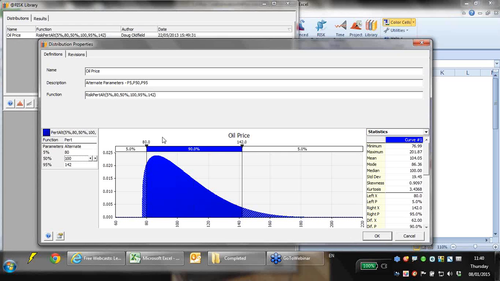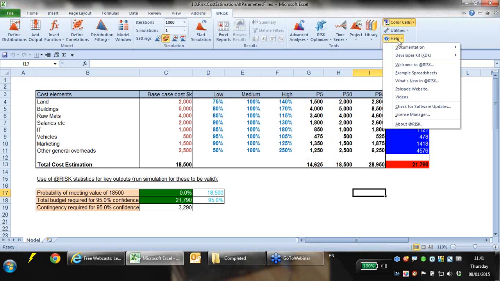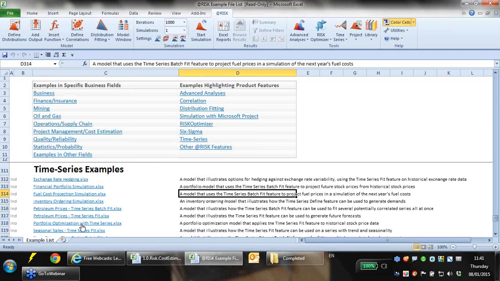So you could set up something like an alternate parameter one. You could look at historical data. You could even use the time series feature of @RISK to do that. If you look in the example models, example spreadsheets, and then go to time series, there's an example model which looks at petroleum prices, and it uses historic data from 2005, I think, to 2011, and then you can use that to fit a time series. I fit this, and I think the absolute minimum, the P0, came to about $42 a barrel or something like that. So it's just about within the envelope.